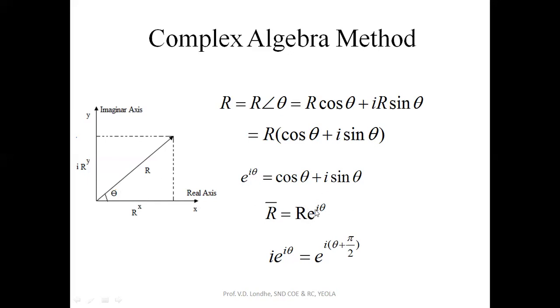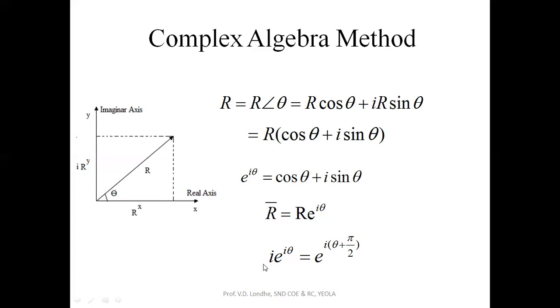This e raised to power i theta is very important, because it is the unit vector in the direction of that particular link. Generally, the expansion of e raised to power i theta is cos theta plus i sin theta. This is the universal part. Just by multiplying R with this bracket, we get R cos theta plus i R sin theta.